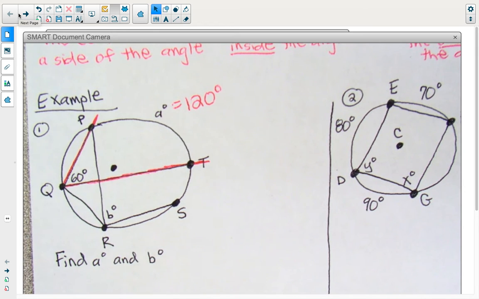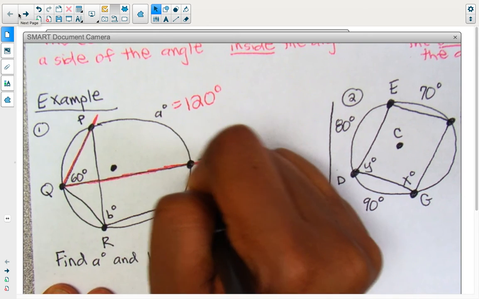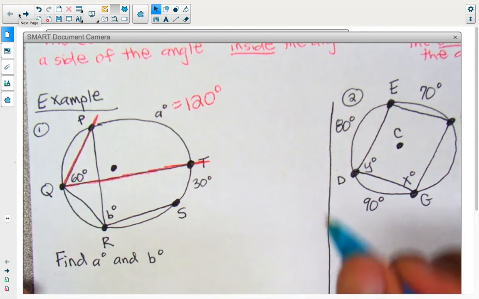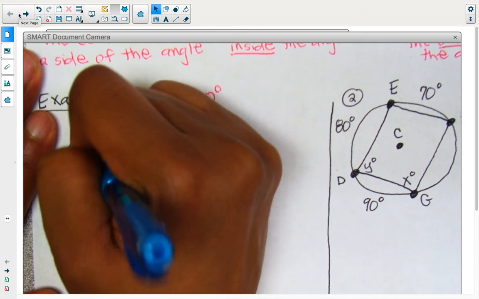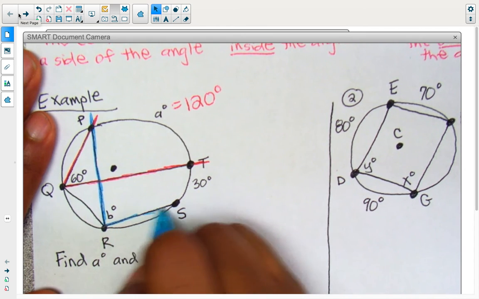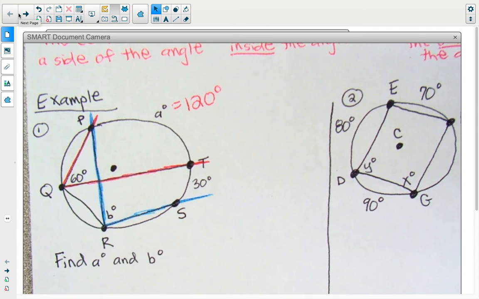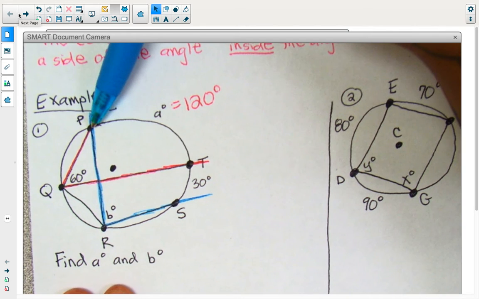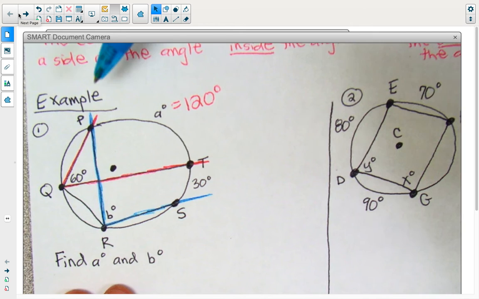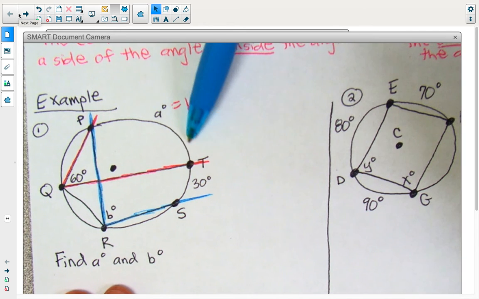All right. And I did notice I left a degree measure off here, which is important for us to get to the next part. Now I can find the measure of the inscribed angle B. So let me use a different color this time. Let me highlight. I'm going to use blue this time. All right. So now my intercepted arc starts here, and it goes all the way around to S. So I'm starting at P, and it goes all the way around to S.